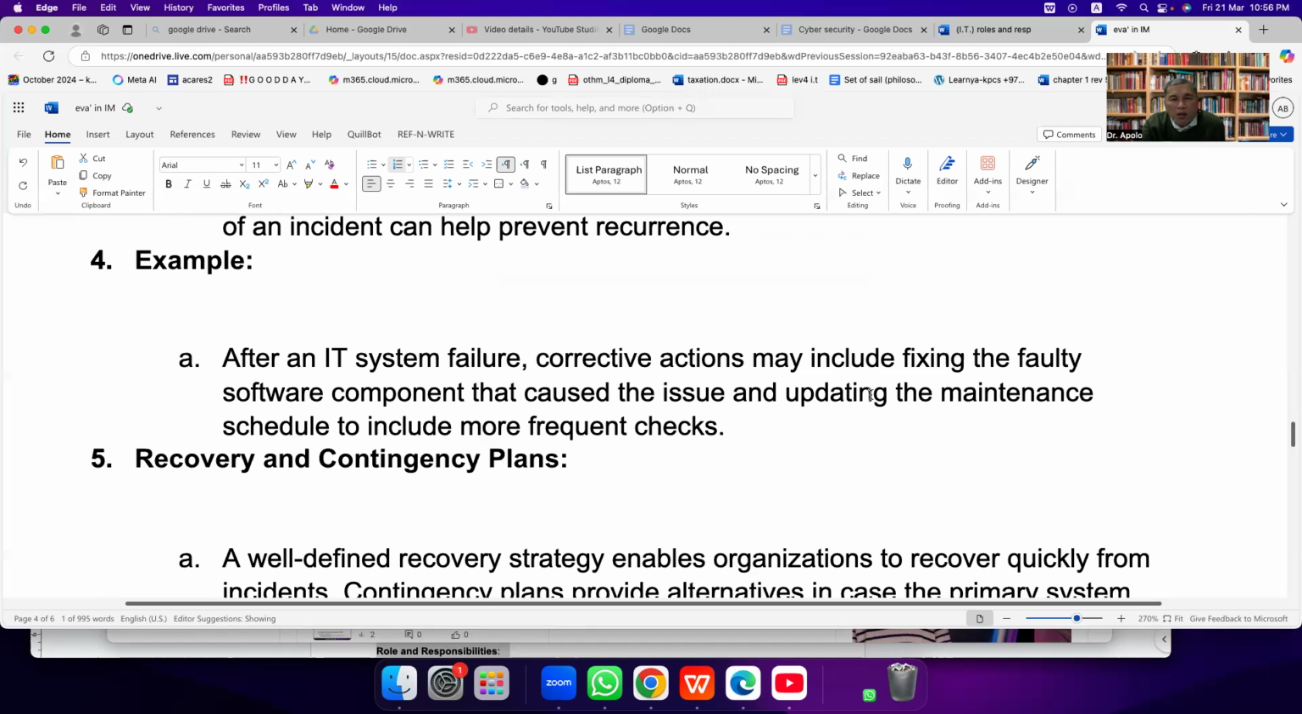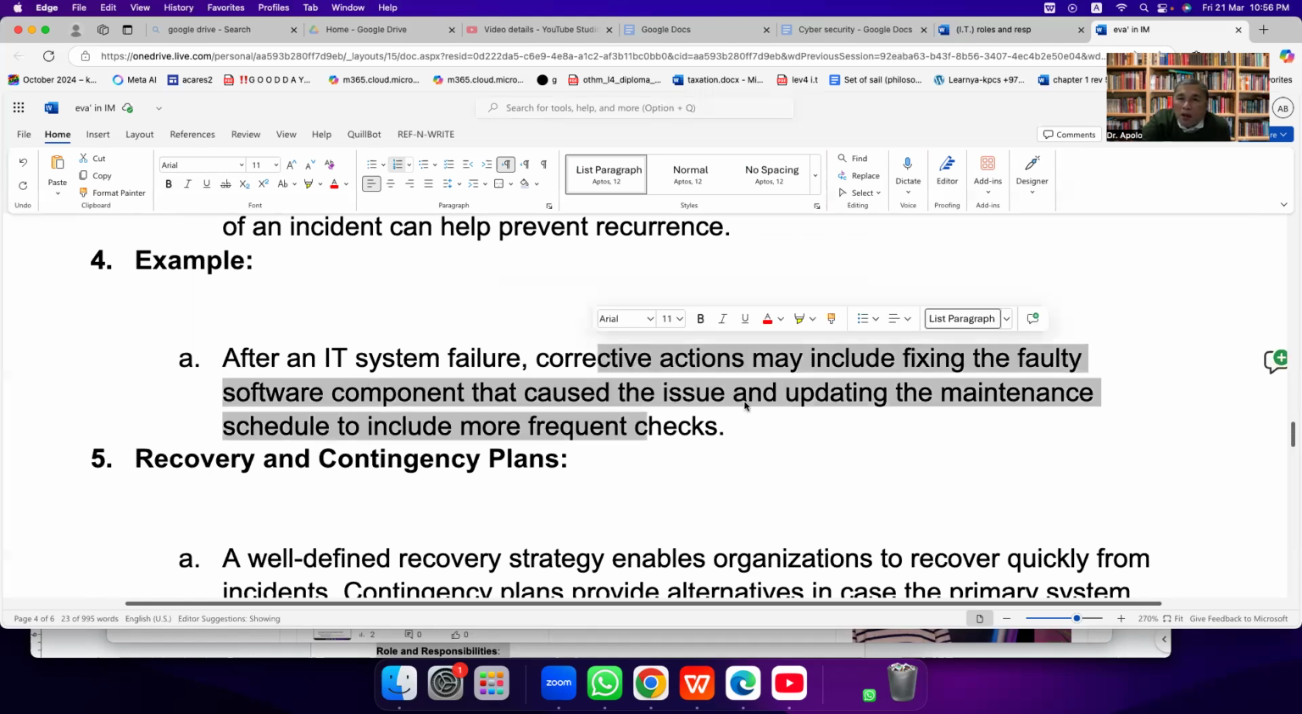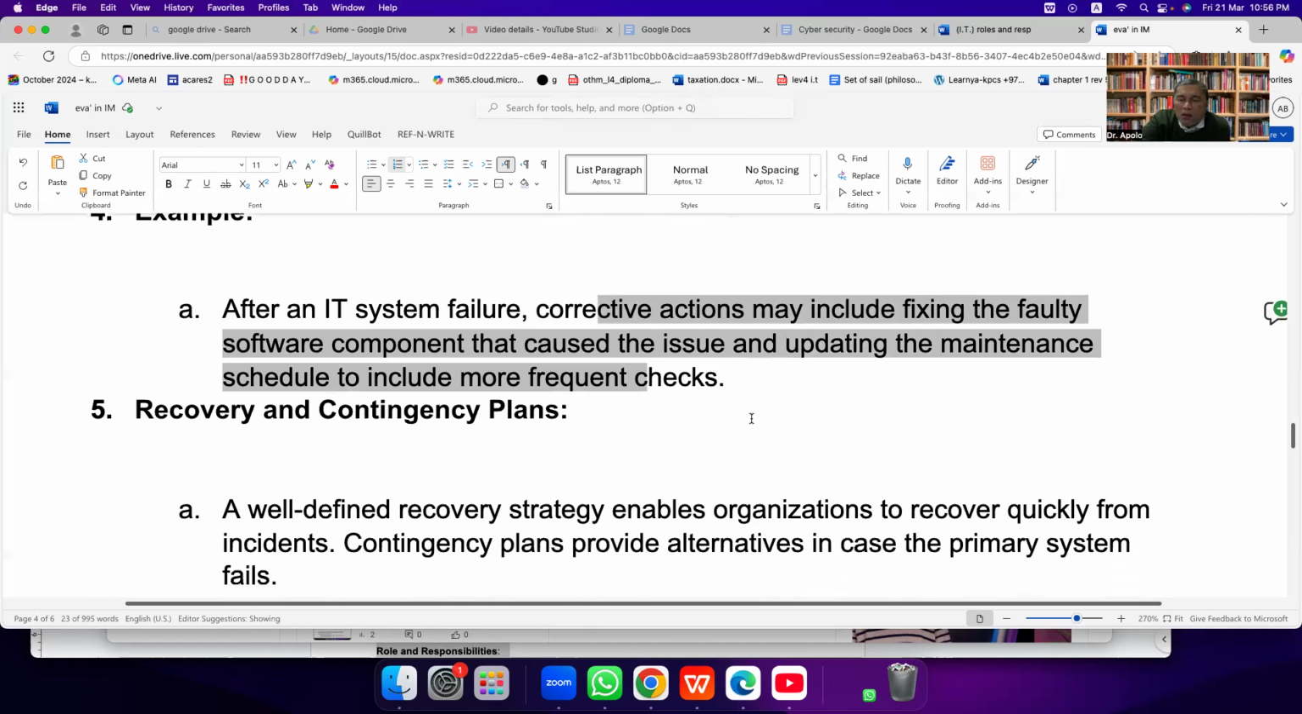that caused the issue, and updating the maintenance schedule to include more frequent tasks. Usually the mail server. Hackers enter into the mail, so that's why we need to educate the user. Once they click that mail, it activates the malware, usually through the mail.